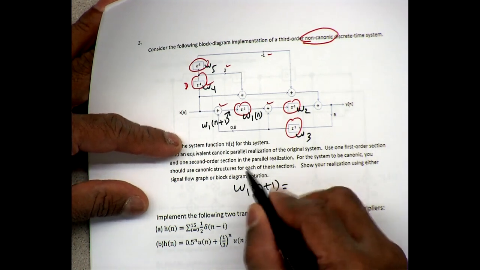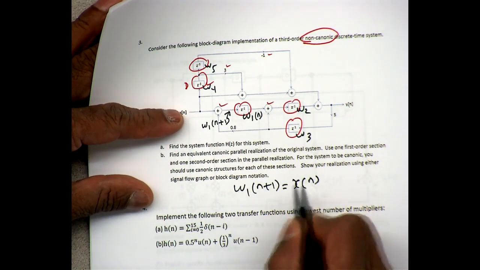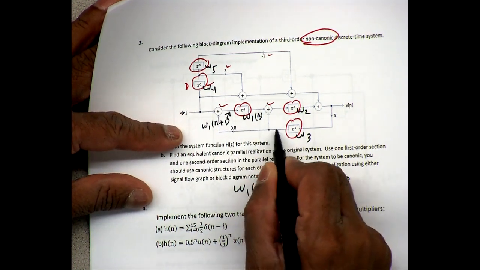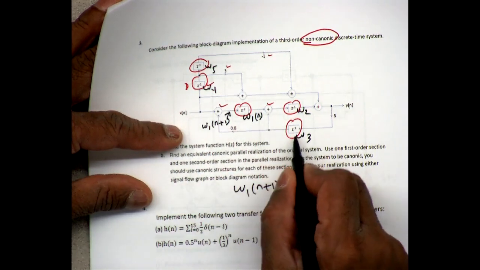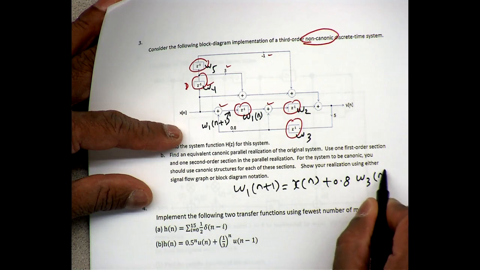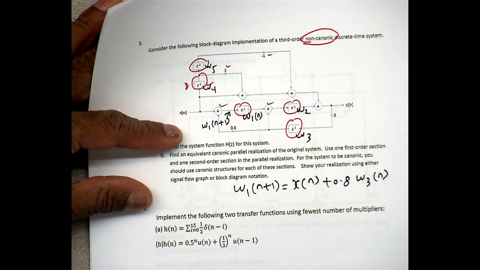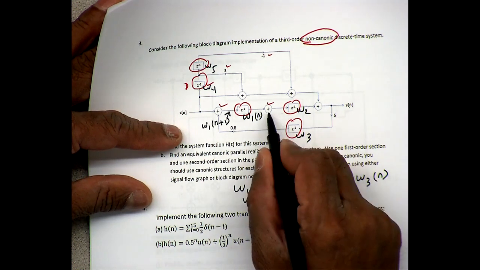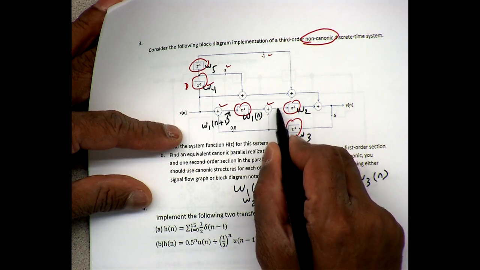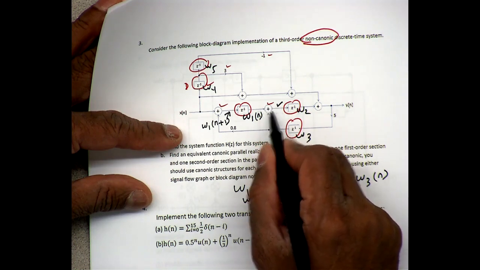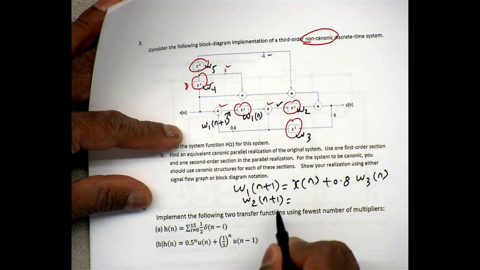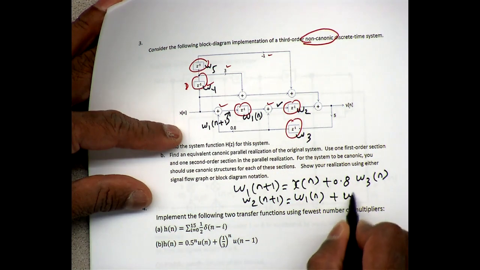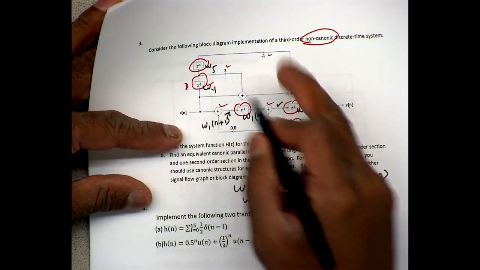So W1 n plus 1 is equal to xn, that's the input, plus 0.8 times whatever is coming here, and what is coming here is W3n. Okay, so that's the next state for W1. For W2, I can similarly write W2n plus 1 is equal to, so what is W2n plus 1? That's the result of this add operation. The inputs to this adder are W1n plus this W3n. And you can do the same thing for others.